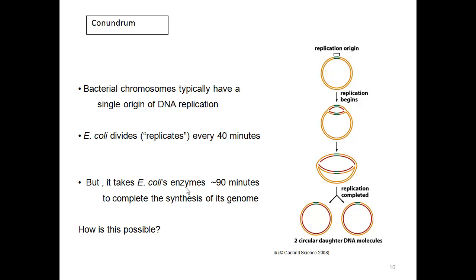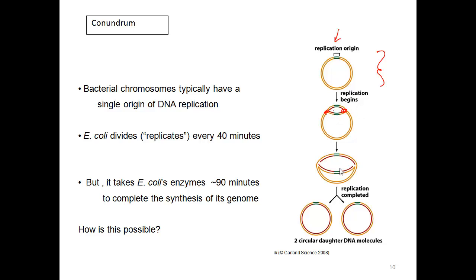Let's talk about the common laboratory bacteria, E. coli, and the replication of its genome. E. coli, I can tell you, has a single origin of replication. It has a circular double-stranded DNA. When it's time to replicate, it forms a replication bubble with 2 replication forks, and it starts replicating.